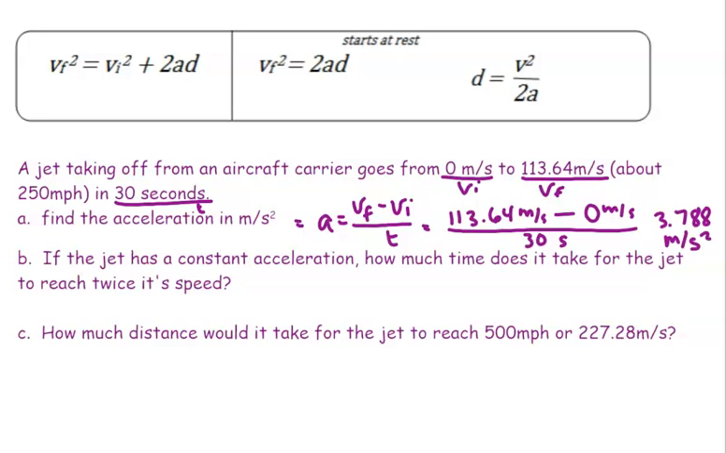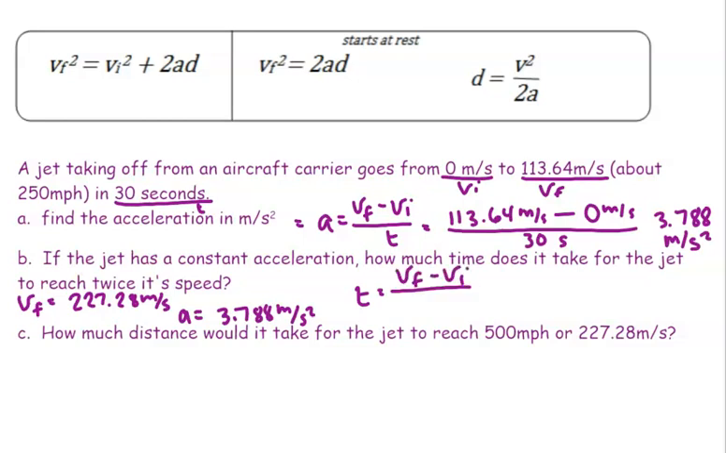So it's taking off. So now if this is a constant acceleration, how much time does it take for the jet to reach twice its speed? And you might think, well, it's going to be twice the time. But let's go through and make sure. So the final velocity is going to be twice the speed, which is 227.28 meters per second. We've got that same acceleration.